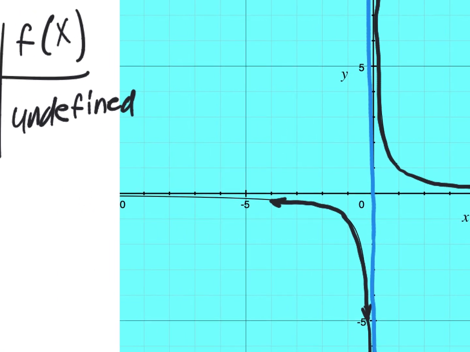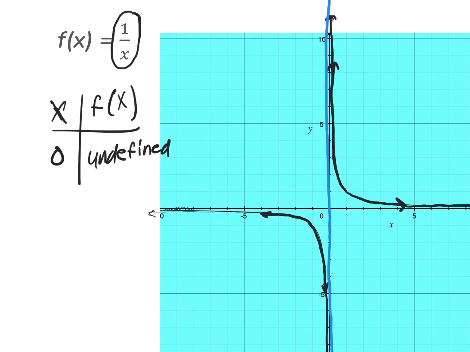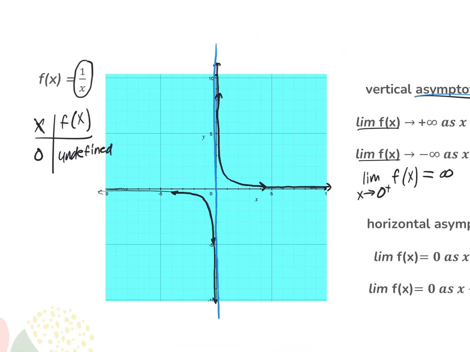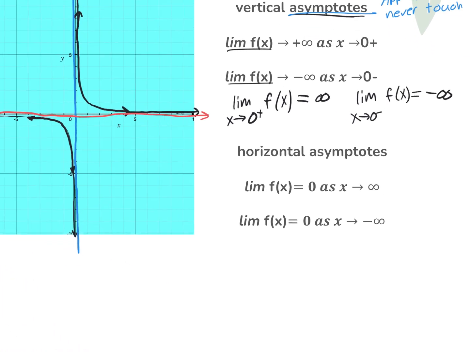Similar thing happening over here. As you go all the way to the left, you're going to see that we're still approaching the x-axis. There's still a little bit of a gap there, but you're never quite touching it. That represents a horizontal asymptote. So what I wrote in blue is a vertical asymptote. Here, what I'm writing in red, this is a horizontal asymptote. You're approaching it, but you're never touching it.